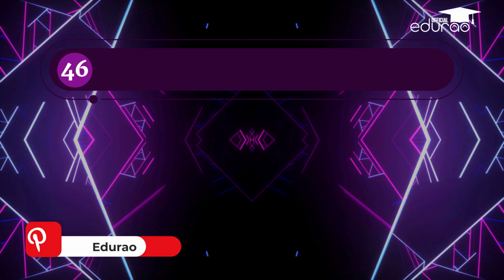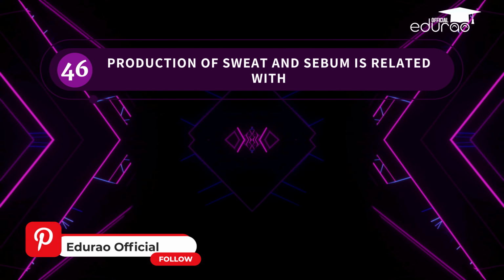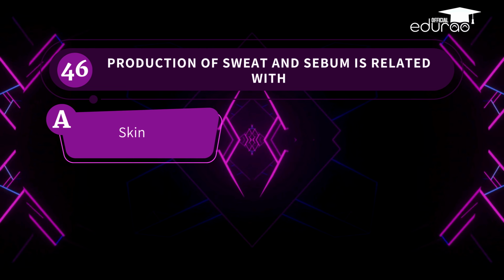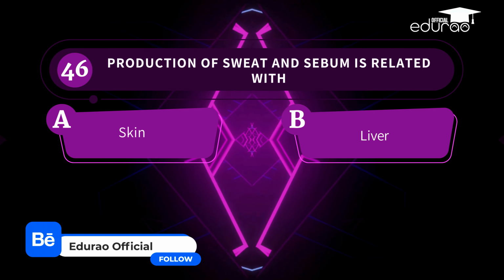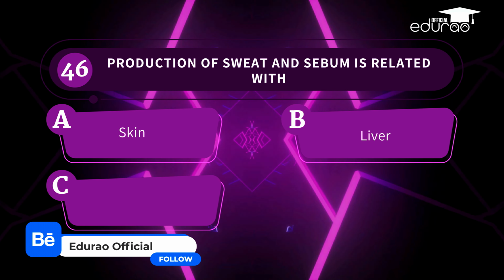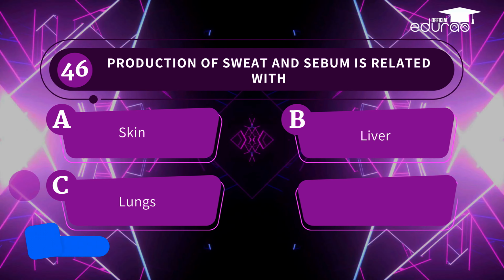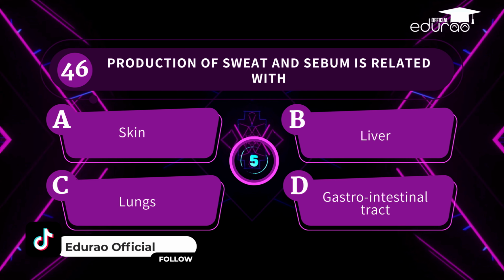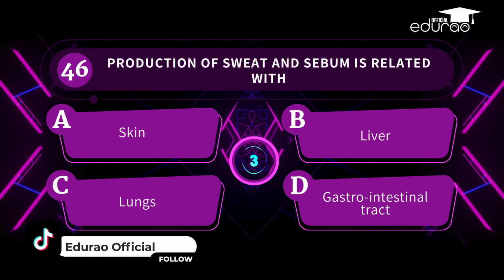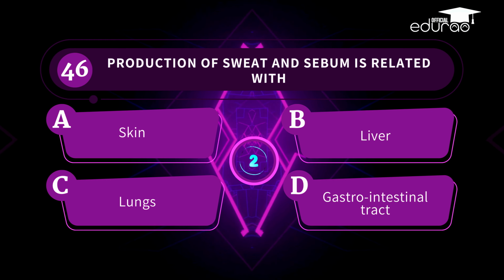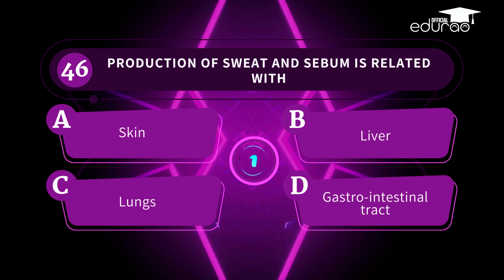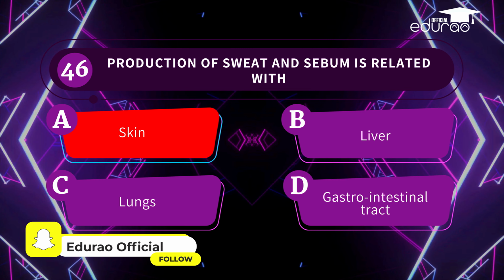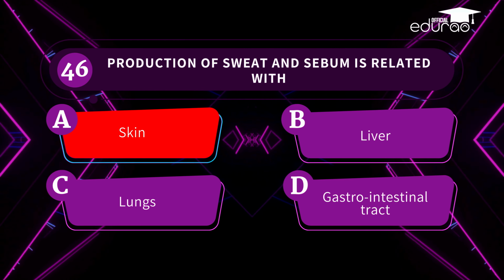Question 46. Production of sweat and sebum is related with A. Skin. B. Liver. C. Lungs. D. Gastrointestinal tract. That's a valid and correct point. The correct answer is skin.